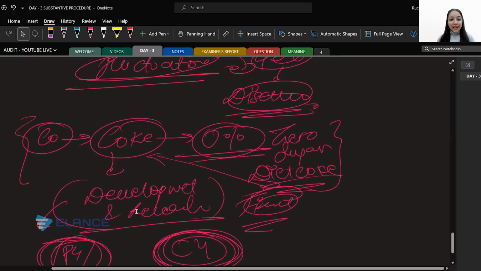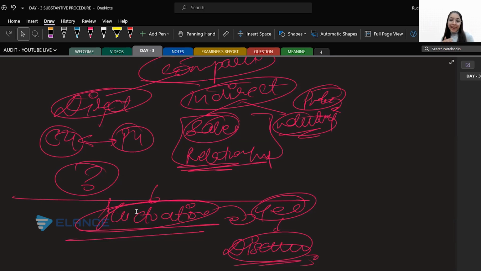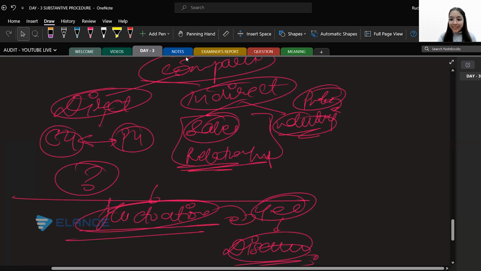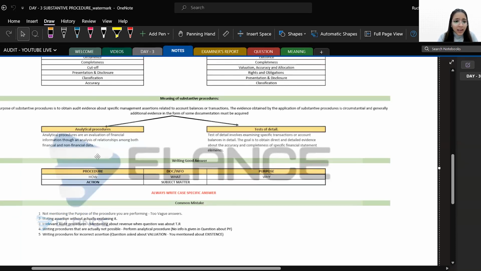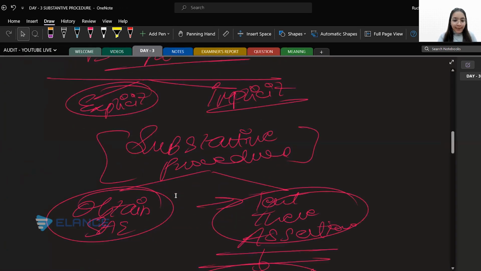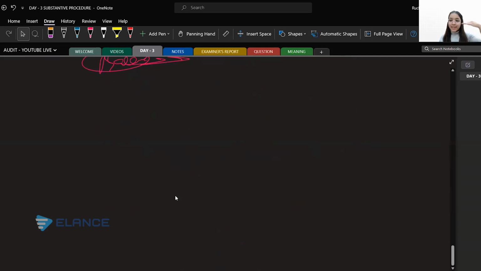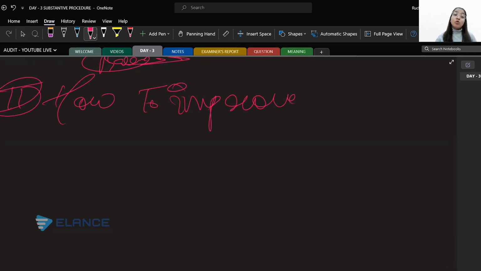Now, everybody understood the meaning of test of detail and analytical procedure. Any confusion now? Because I am starting the next part of this lecture. Substantive procedure explained, analytical procedure explained, test of details explained. Now let's come to the second part of this lecture, where we will be diving into how to improve your answer. Anybody who still has doubt how to write an answer?